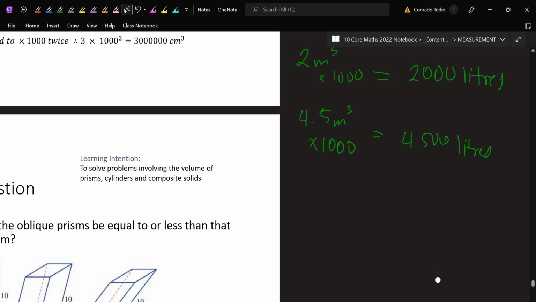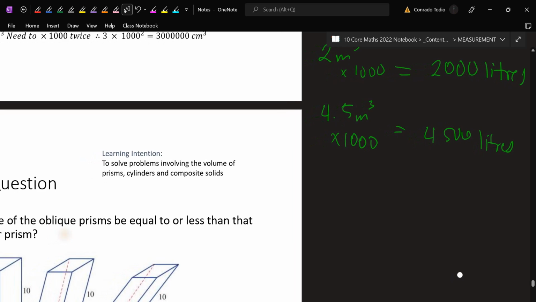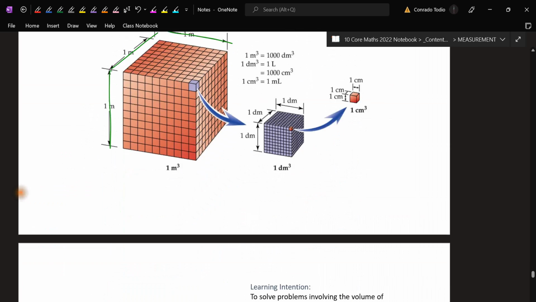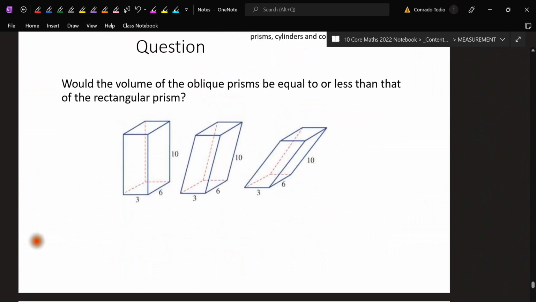Right. Jacob, why are you asleep? Are you writing notes? I don't think you are. Okay, make sure you're writing notes, please. All right, let's continue on.